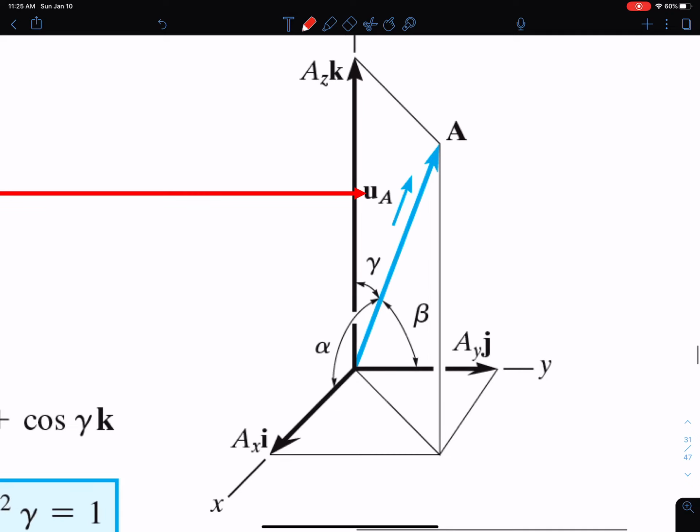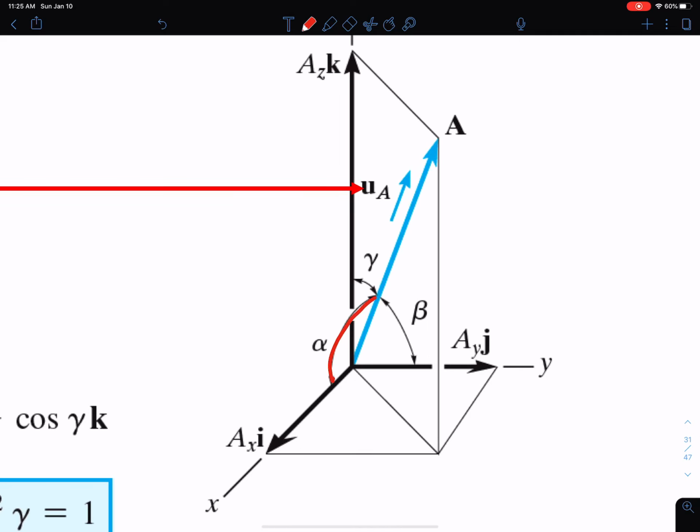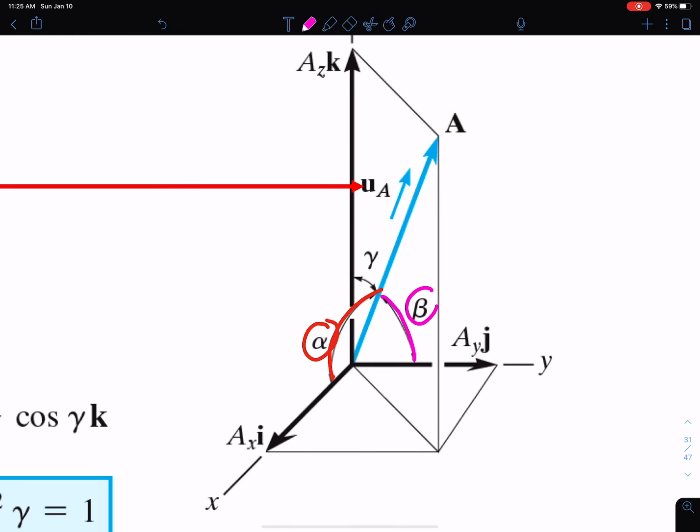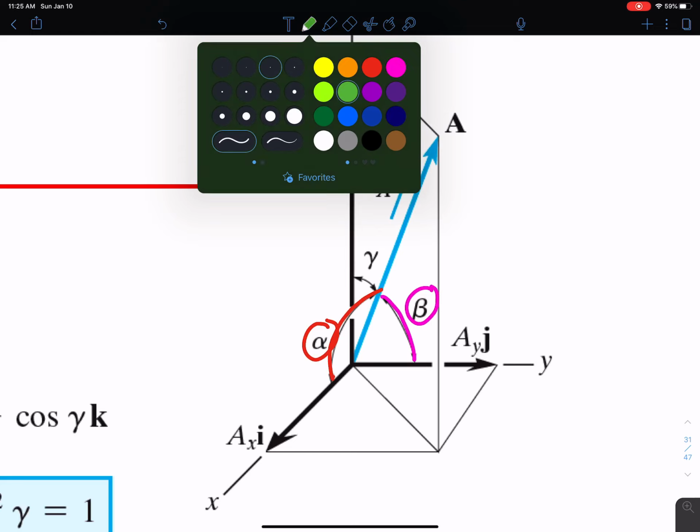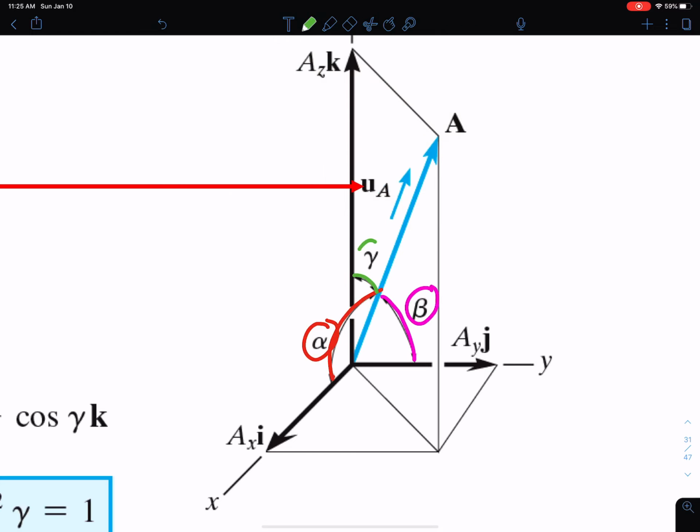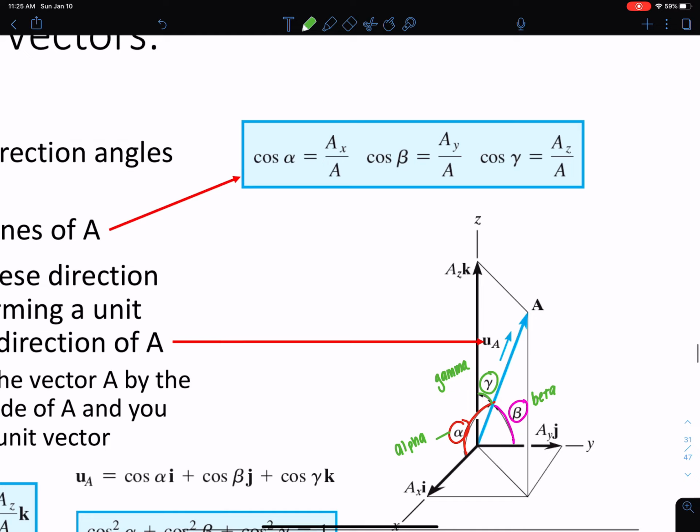If A is my resultant here, I want to know the direction of A with respect to the x-axis, that would be alpha. What is the direction of A with respect to the y-axis, which is beta? And what is the direction of A with respect to the z-axis, which we call gamma? These are the little Greek letters: alpha, beta, and this little guy here is gamma. Still pretty straightforward.